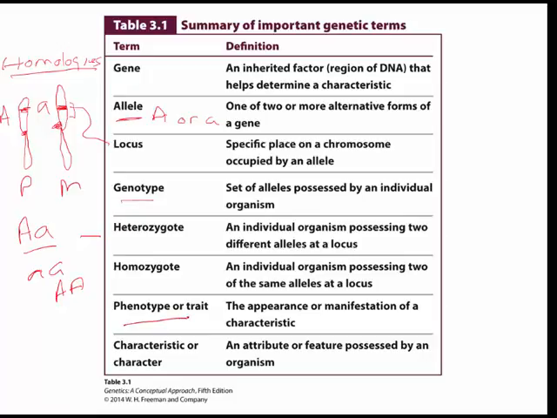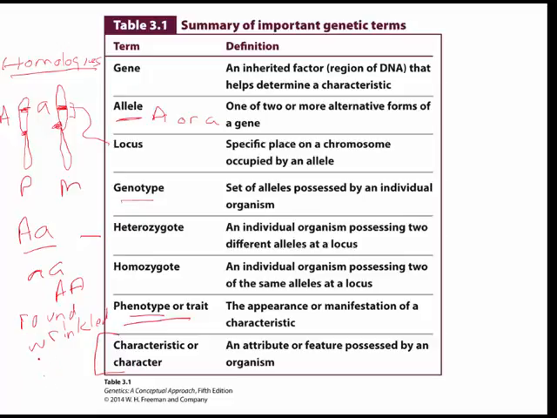And then you get a phenotype, or trait, which is the outward appearance of the particular genotype. So if we're talking about seeds, we can have round or wrinkled, and that would be the phenotype, either one of these. The trait, or the characteristic, or the character, is seed shape.